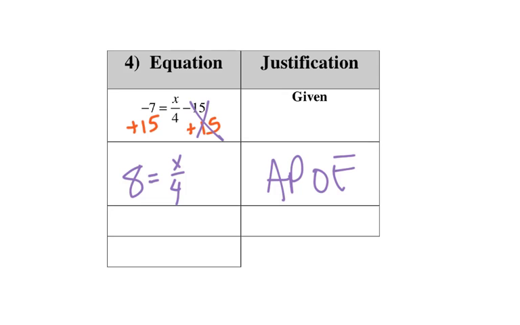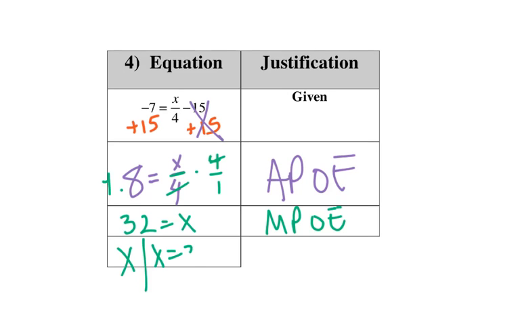Okay, next step, it says x divided by 4, so the opposite of that is to multiply by 4. So 4 times 8 is 32. And I'm left with x. And I multiplied both sides by the same thing, so it's multiplication property of equality. So x such that x is equal to 32.